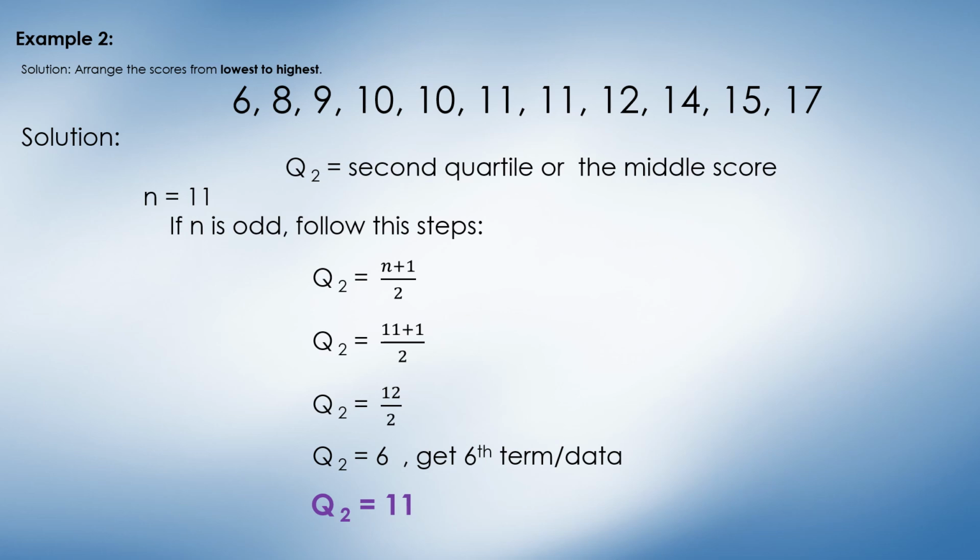Or you can see here that 11 is located at the middle part or middle portion of our given data. So 1, 2, 3, 4, 5. We have here 5 data for the first half. Then 1, 2, 3, 4, 5 for the second half. So second quartile is equal to 11.